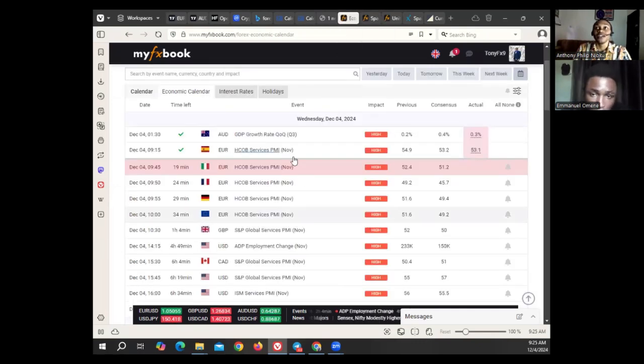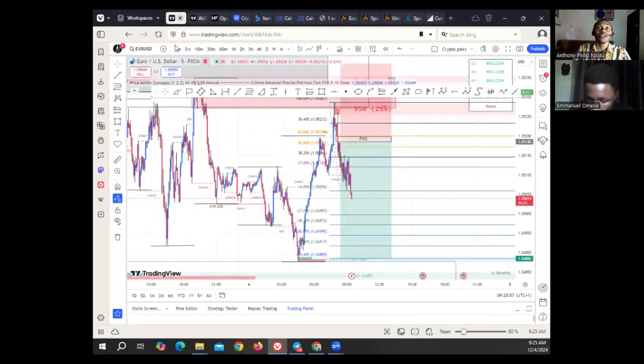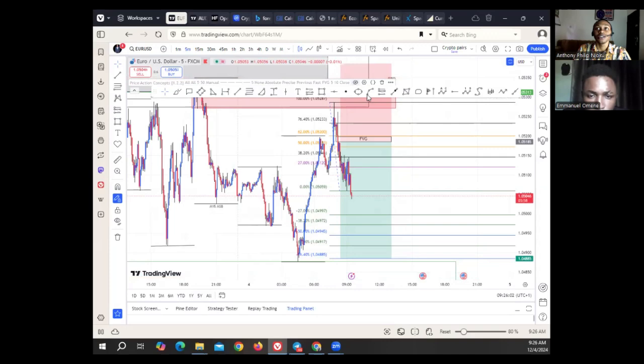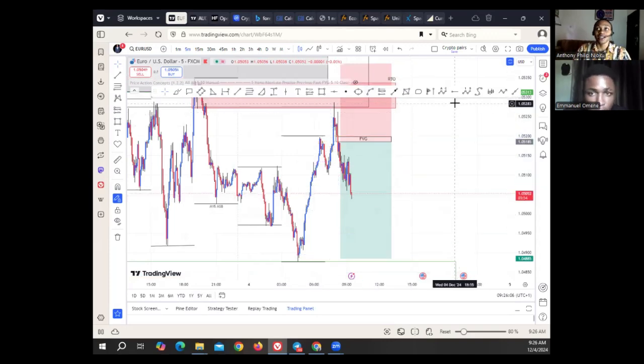Okay, so by 9:15 we had the first service PMI and it was 53.1, which is lower than 53.2, which made Euro weak, and I knew that this would happen. Why did I know that this would happen? It's because on the long scale, let me go to the chart. On the long scale, I like to use that trade pair analysis.